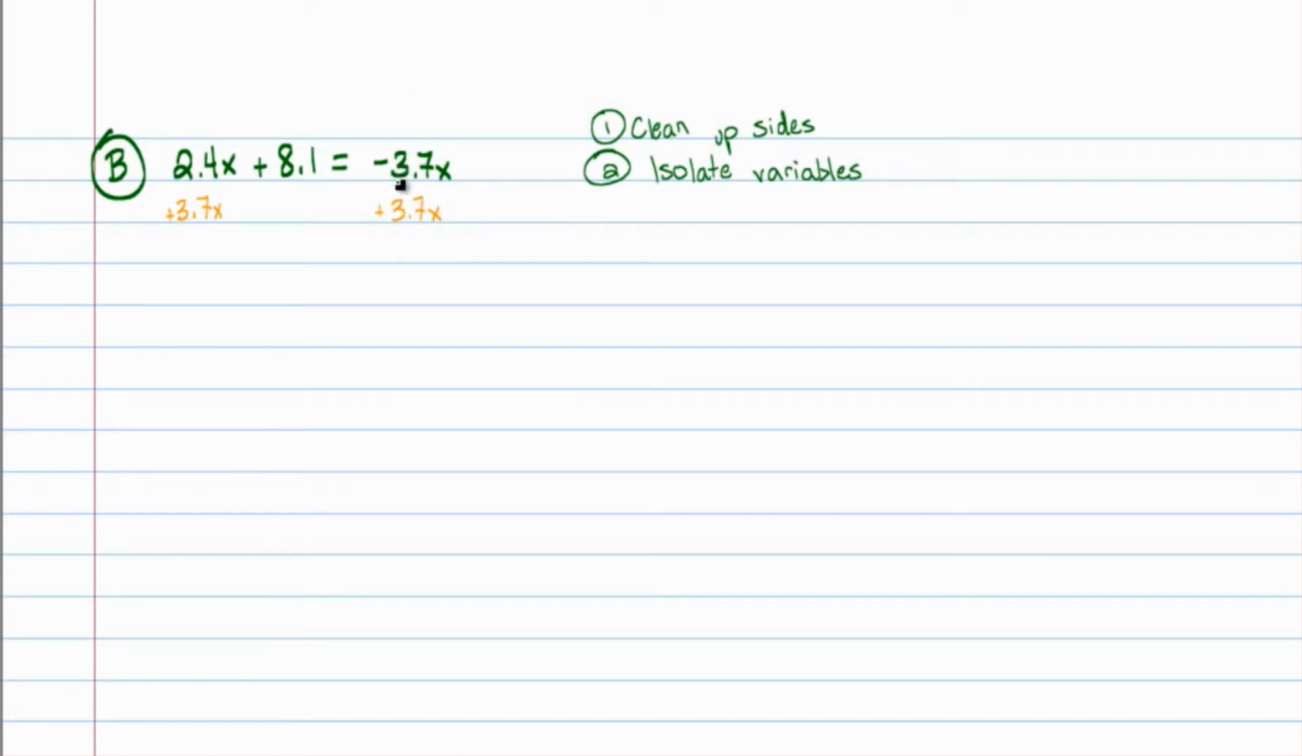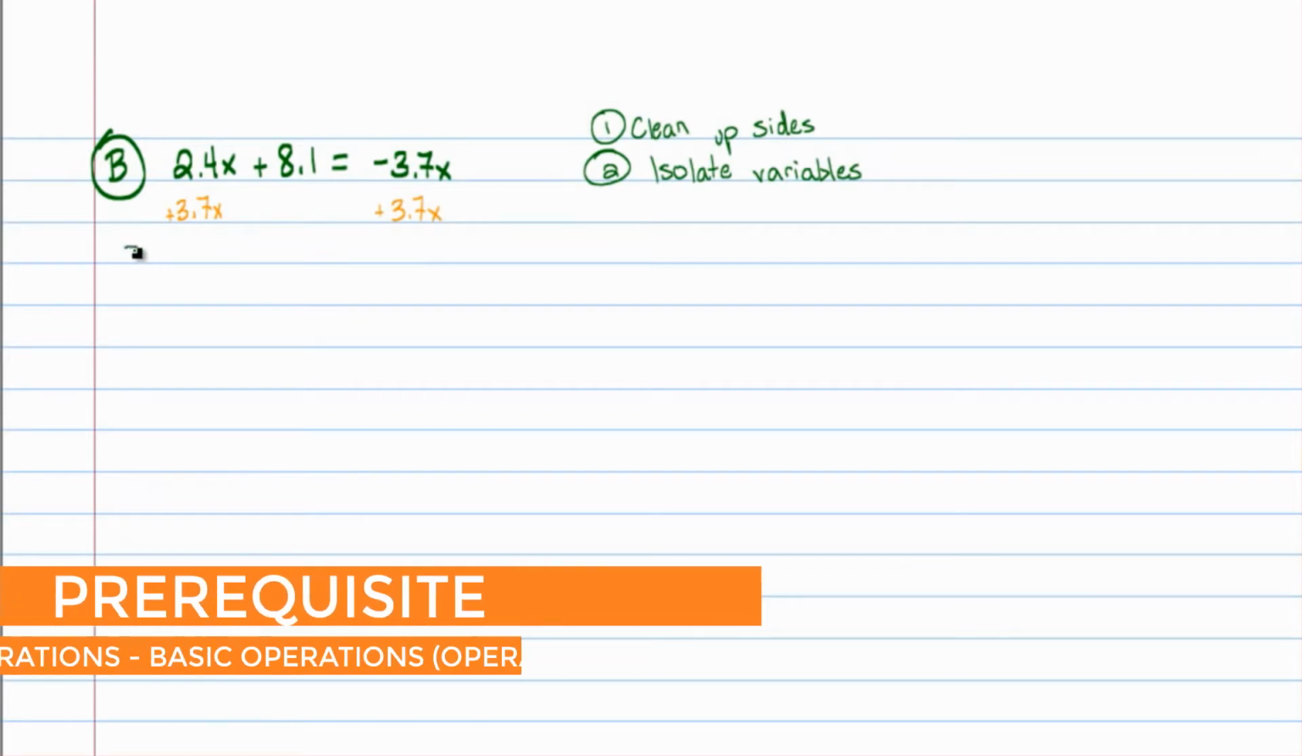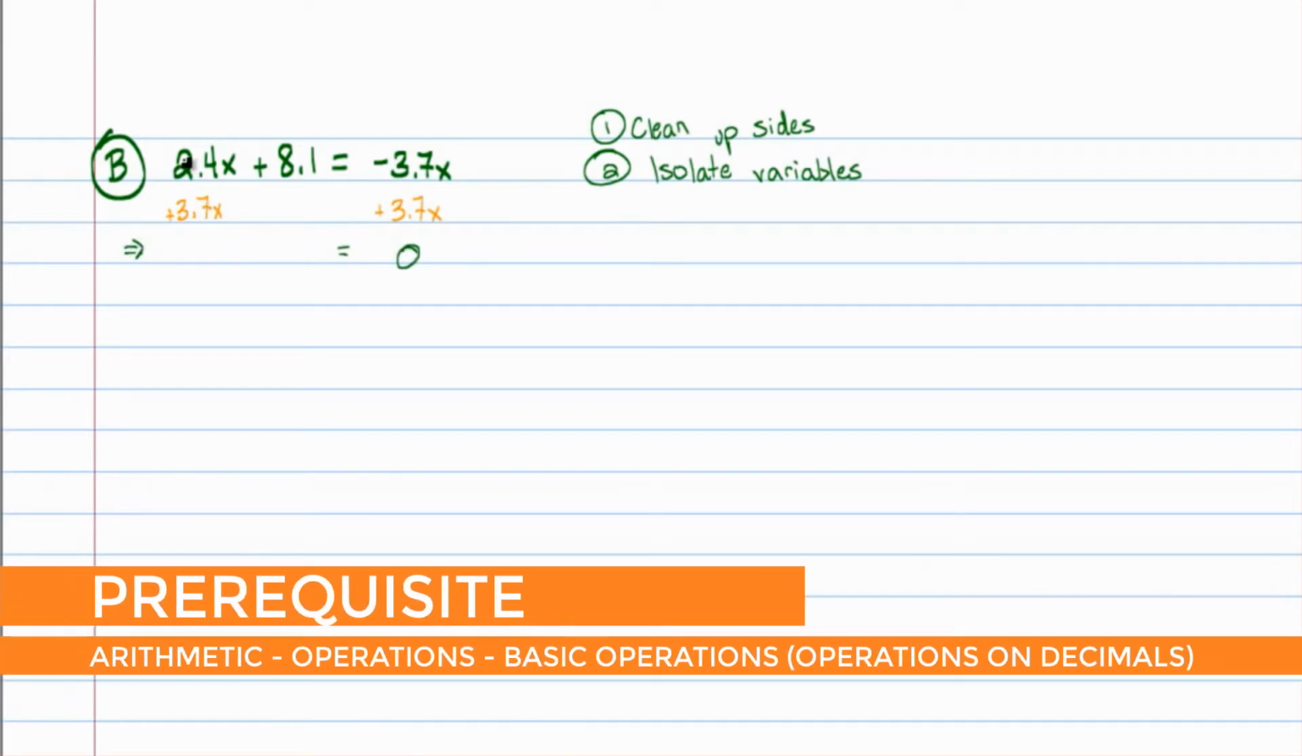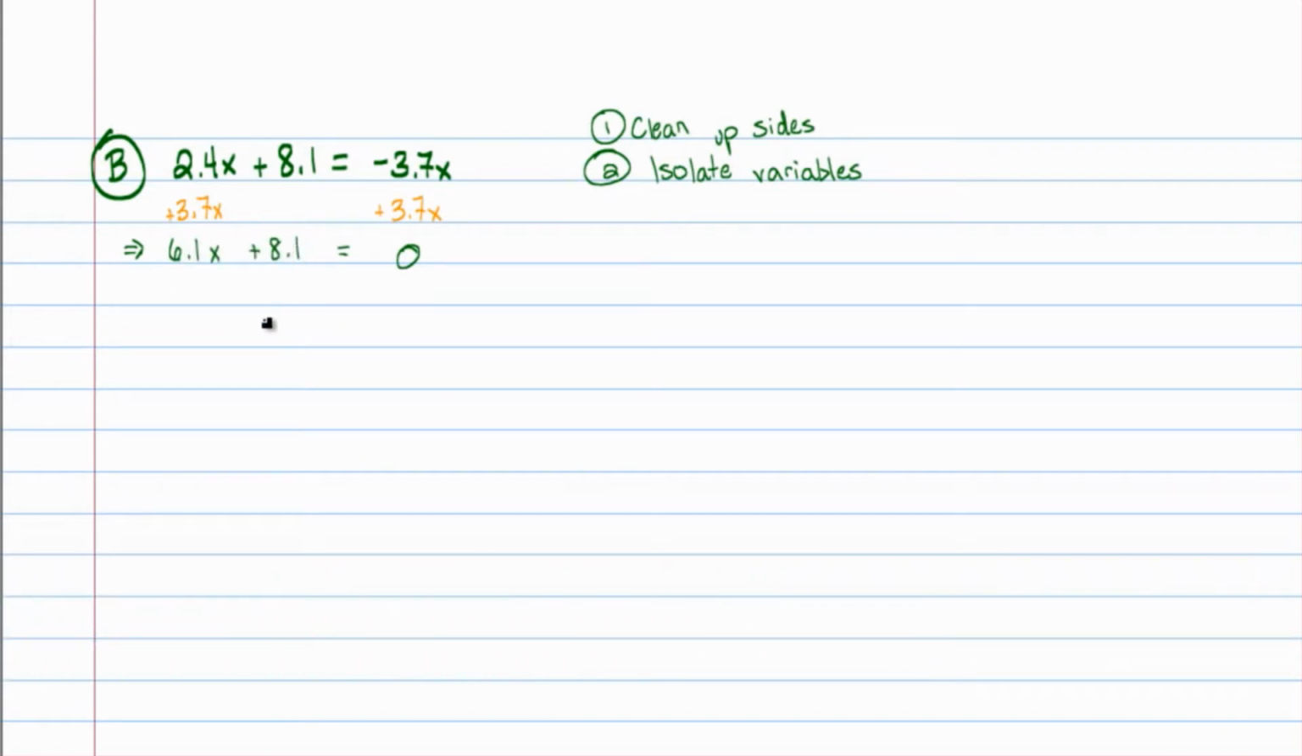On the right hand side, you see that the 3.7x's will cancel. On the left-hand side, what do I get? 6.1x plus 8.1. By the way, you'll often hear me just do math in language, like 6.1, that type of thing. Okay, and at this point, I want to untie. I see I have one version of my variable, so I'm going to start the untying process.